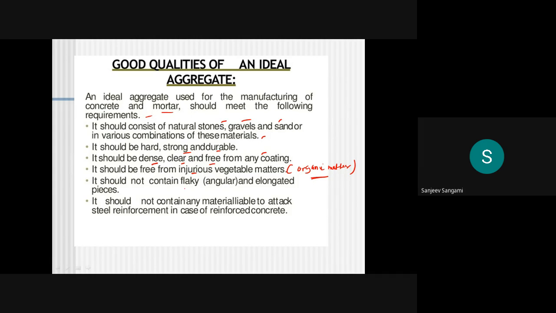It should not contain flaky and elongated pieces. It should not contain any material liable to attack steel reinforcement in the case of reinforced concrete, like chloride attack and sulfate attack. We already discussed that. If that much chloride content is deposited on the surface, it is definitely going to affect the reinforcement, because in the chloride versus iron reaction, the reaction will be very fast.